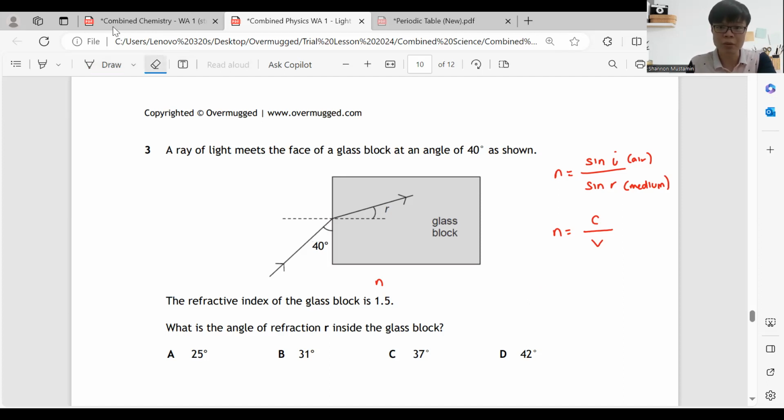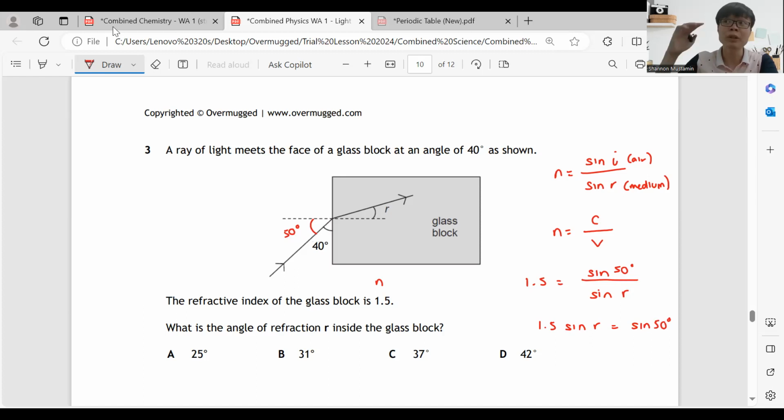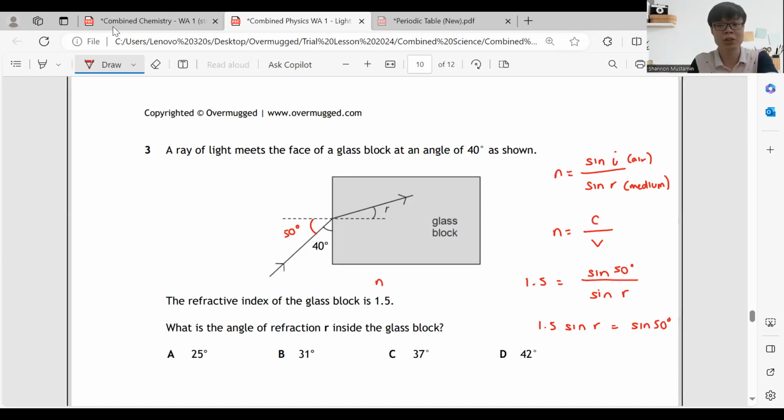N is 1.5, so just substitute in. Angle of incidence in air should be 50. Sine R is okay. You bring over, you will get this. I'm just breaking things down step by step. If you can see the shortcut, you can go ahead.